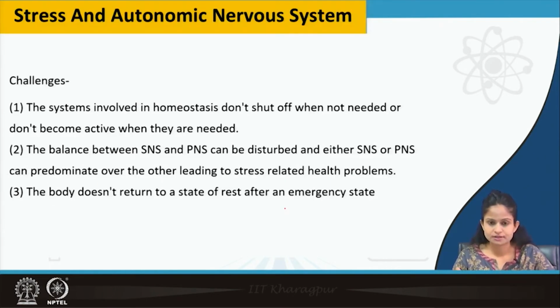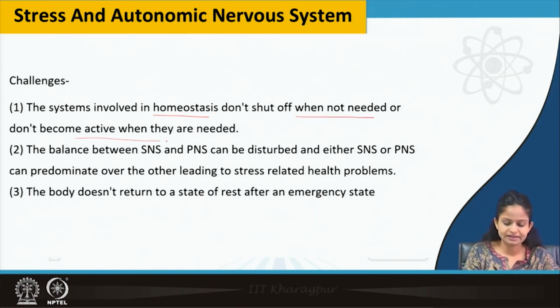The challenges of heart rate variability come, as I told you, because our body is always in a state of homeostasis, yet we are under stress. Whenever we are under stress, our body should try to overcome that challenge in such a way that the perfusion of the vital organs is not compromised. The problem occurs when the systems involved in homeostasis do not shut off when not needed, or do not become active when they are needed.